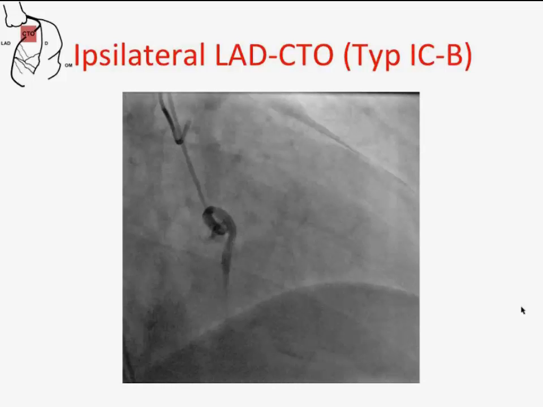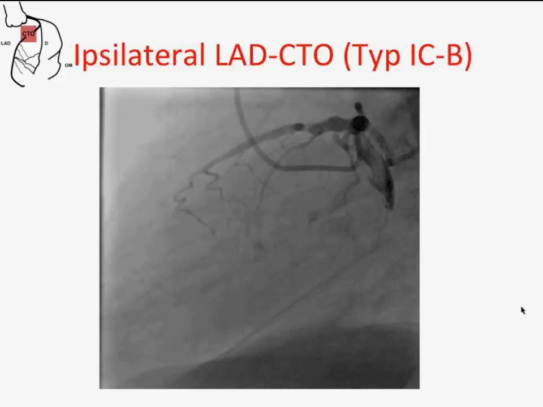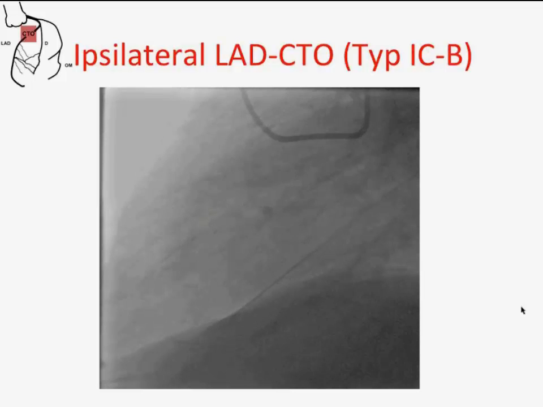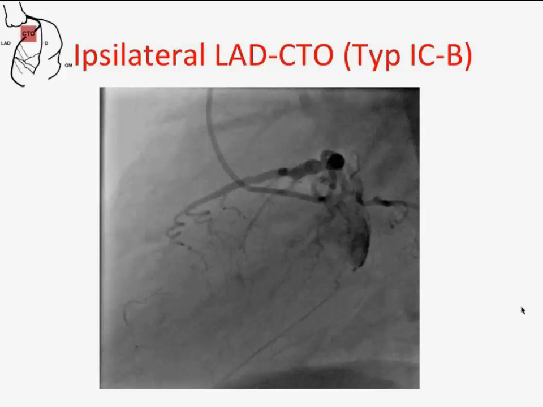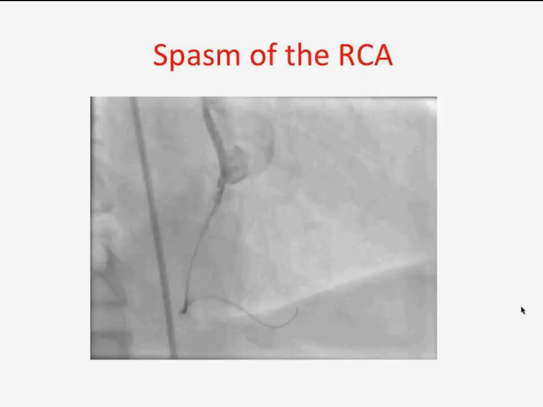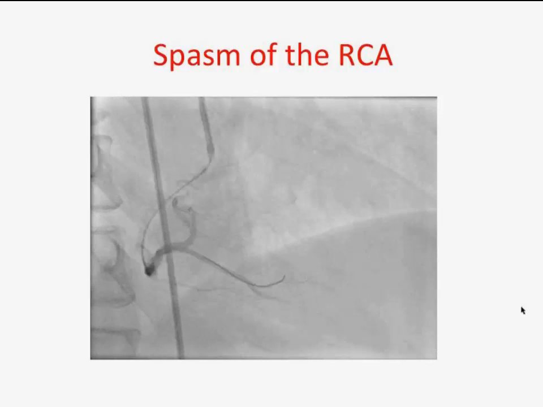But what we did is we first tried a retrograde approach over the right coronary artery. Here you can also see the epimyocardial collateral connections to the distal part of the LAD. So the question is, what should we do first? We don't know how to puncture. One option would be IVUS-controlled antegrade puncture through the stent. The other is going directly retrograde: septal first, ipsilateral epicardial first, or the conus branch. They are very dangerous, but it's a possible option. But I think you should be very, very experienced with it, so it's the last option.